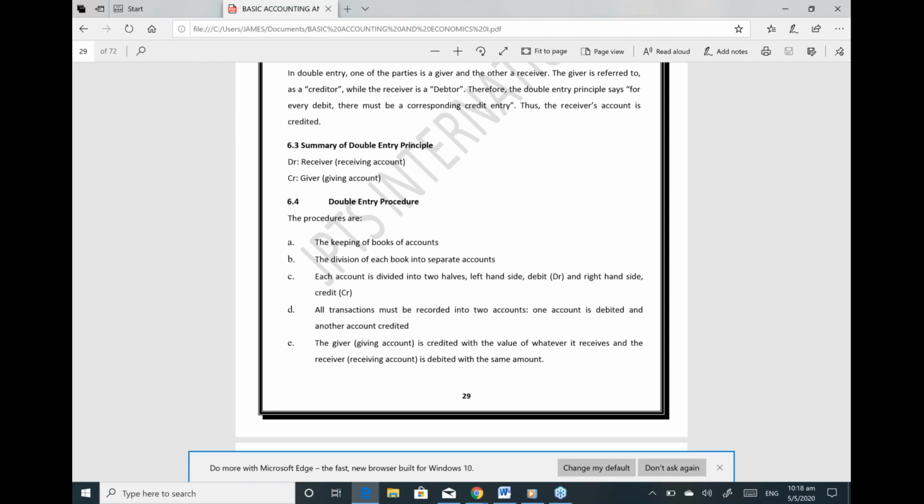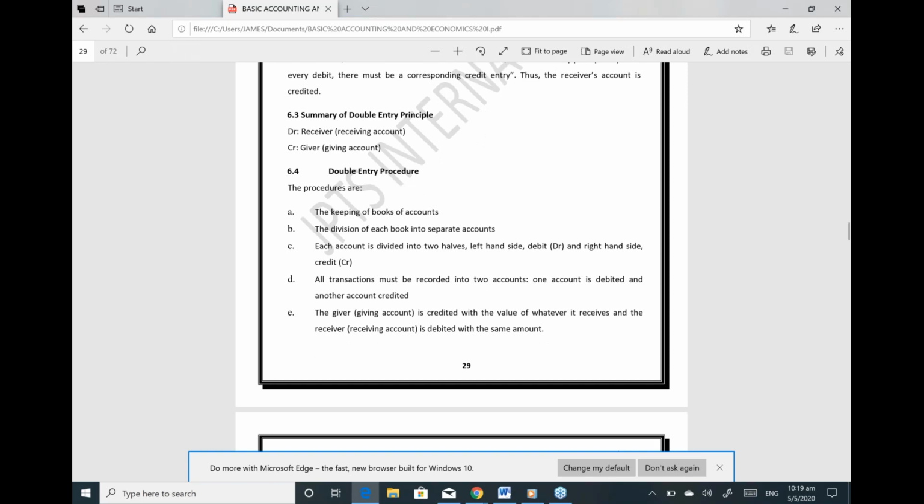B, the division of each book into separate accounts. You divide the books into separate accounts, and each account is divided into two halves. Your left hand side is your debit, and the right hand side is your credit side. All transactions must be recorded into two accounts. One account is debited and another account is credited. The giver account is credited with the value of whatever it has given, and the receiver account is debited with the amount received.